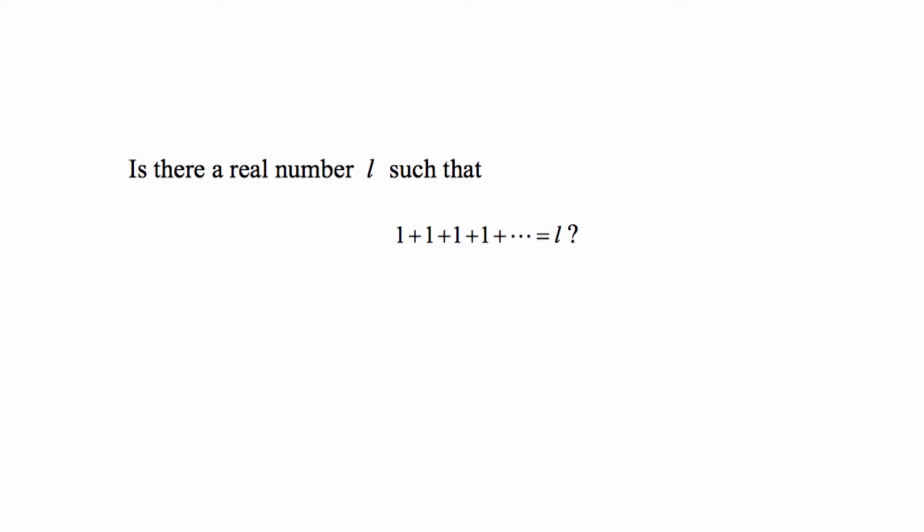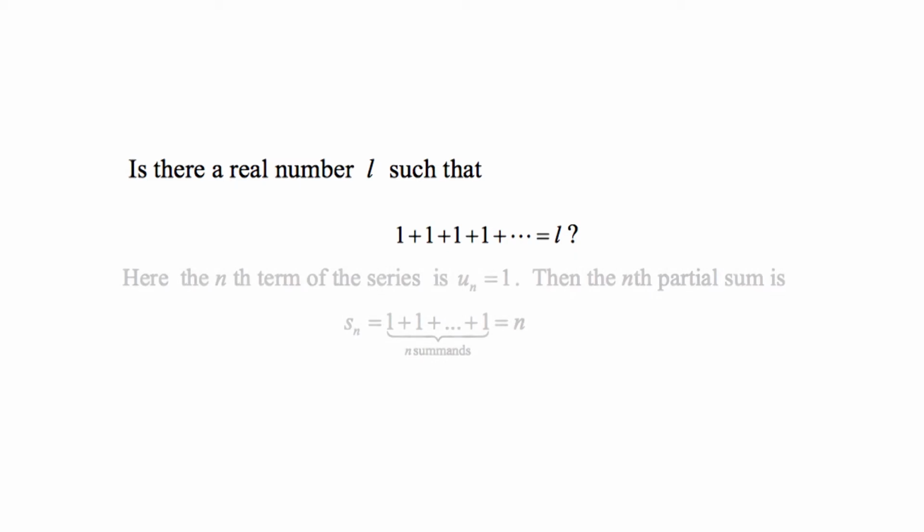As promised at the beginning, let us try to answer the question. Is there any real number L such that 1 plus 1 plus 1 plus etc. equal to L? Here the nth term of the series is un equal to 1. Then the nth partial sum is Sn equal to 1 plus 1 plus etc. plus 1, n summands, which is equal to n.